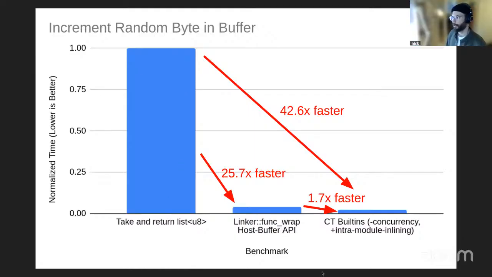And so switching to the zero copy host buffer API and still using linker func gives us a 25x speedup. And then we get another 1.7x faster by switching to compile time built-ins and removing the function call overheads and all of that. So ultimately, they're almost 43 times faster than taking and returning a list.